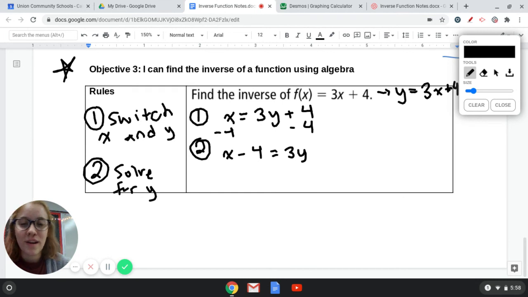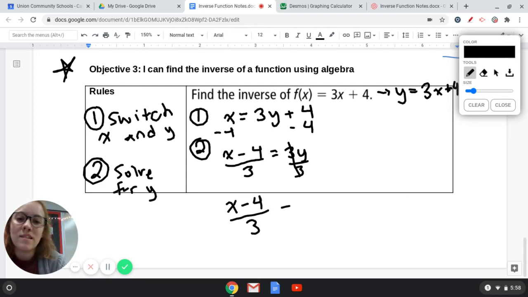Now, how do we get y by itself? We do inverse operations. So we divide by 3 on both sides. Make sure you divide this whole term by 3. And we end up with, these 3's will cancel, x minus 4 all over 3 is equal to y.